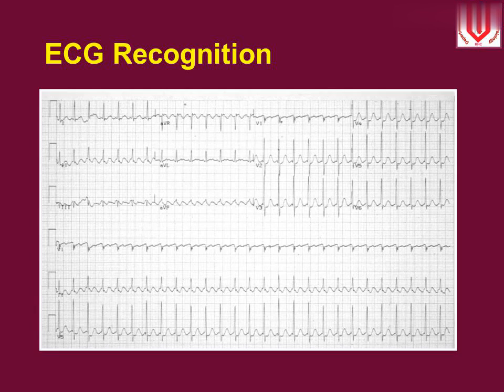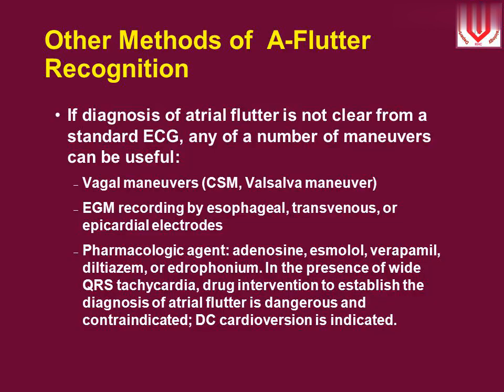ECG recognition. Notice the sawtooth pattern of the flutter waves in this rhythm strip. This is typical of counterclockwise atrial flutter. The atrial rate can be 240 to 340 bpm. The ventricular response is fast, but it is regular. Other methods of A-flutter recognition.